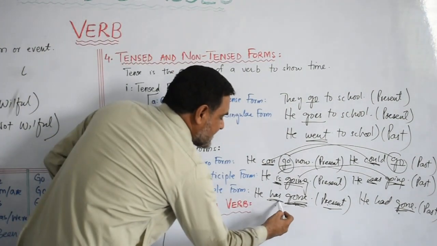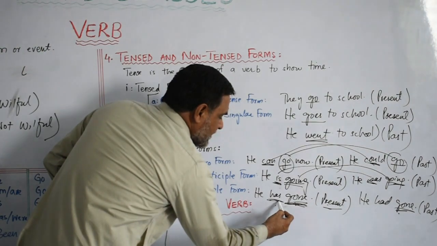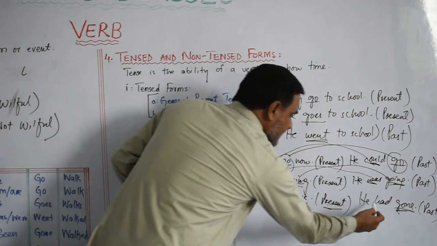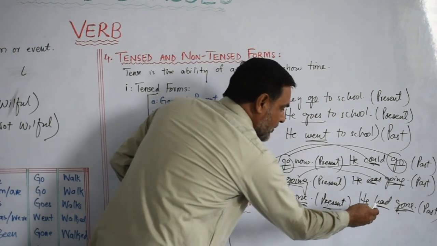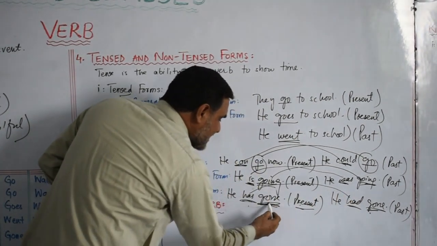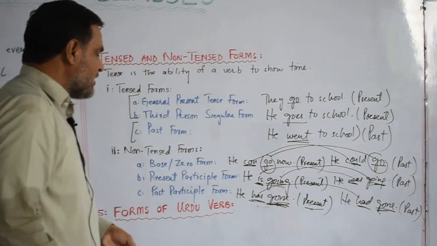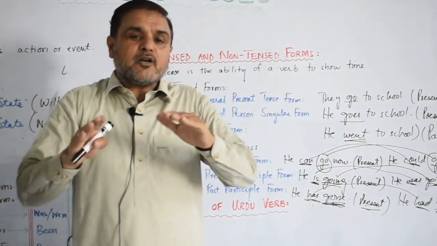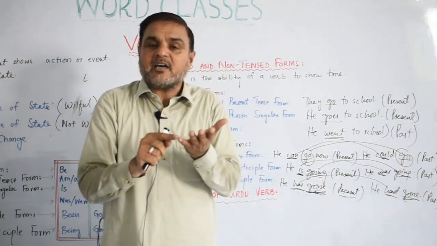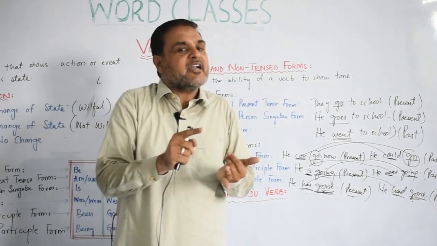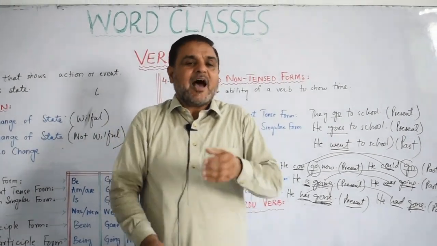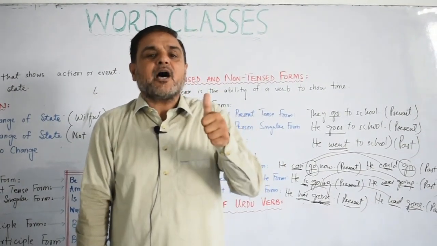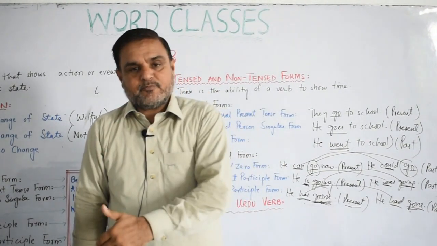It is has, the third person singular form, and had, the past form. They show the time, not gone. So this is something that you need to keep in mind. I hope you have now understood the difference between the tensed forms of the verb and the non-tensed forms of the verb. I repeat, tense is the ability of a verb to show time.